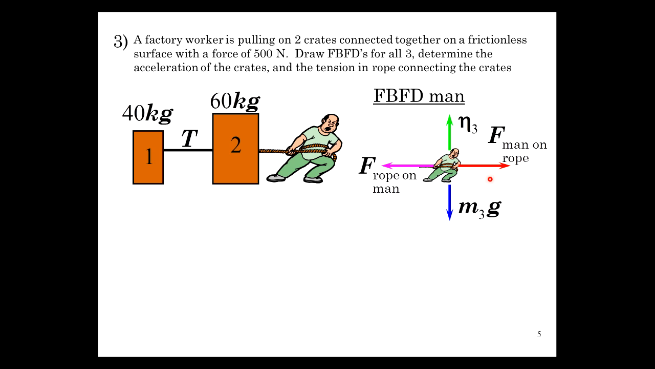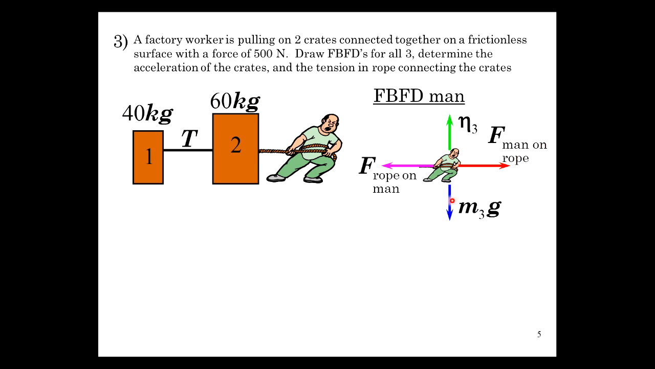Force of man on rope. Yes, the man is pulling on the rope, but that's not what is happening to the man. The rope on the man is the real correct one. And then this one and this one are indeed both forces acting on the man. So, just want to make that clarification.